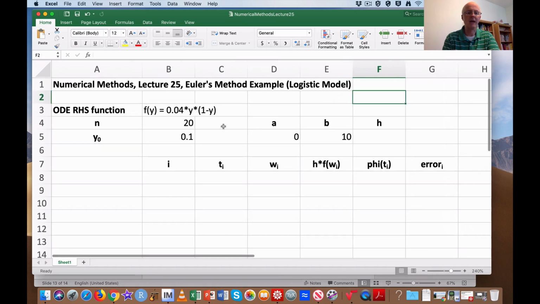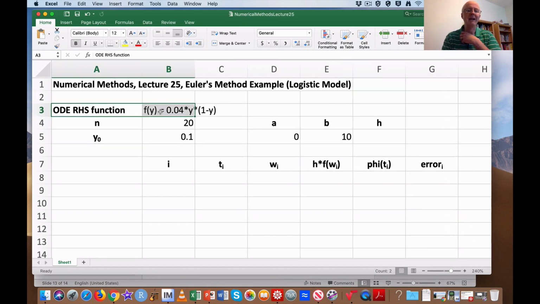All right, so what do we have here? I'm just reminding myself of what the right-hand side function is of the differential equation. That's not a solution, it's just the right-hand side. You plug solutions into it in place of y. Taking n to be 20, y0 to be 0.1, a to be 0, b to be 10, I can change these numbers, and in fact I want to program the spreadsheet in such a way that if I do change these numbers, things will get updated correctly.